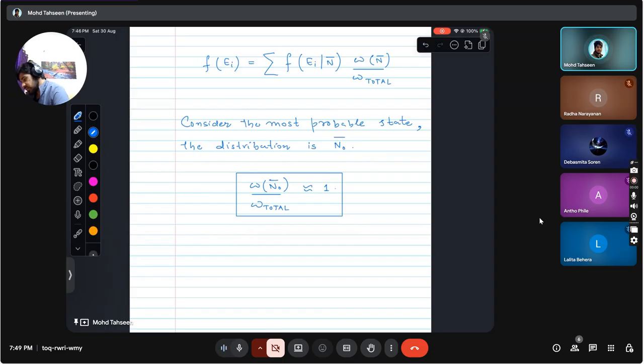So what we are going to write here is f of ei, and if this quantity is a constant now, let's see what we get. Here we are summing over n bar, and now we are assuming that n bar is equal to n naught, then we will have simply that the probability of occupancy of states in energy level ei is equal to f of ei given n0.